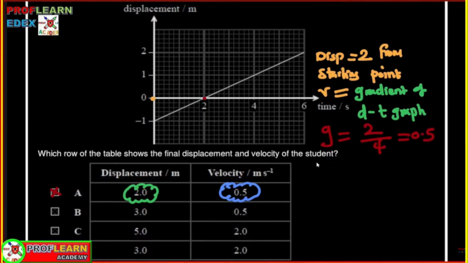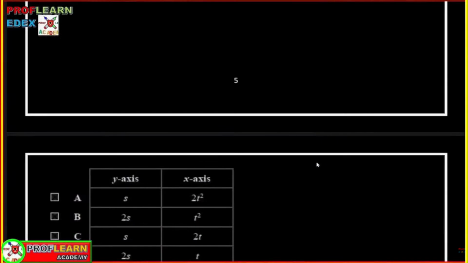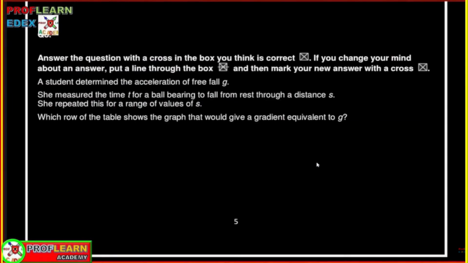Remember also from a velocity time graph, you can work out the area under the graph, which represents the displacement of the object. From an acceleration time graph, if you work out the area under the graph, it represents the change in velocity.